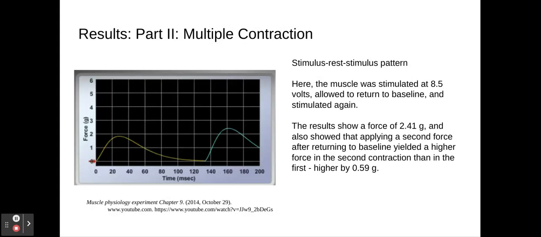The results show a force of 2.41 grams and also showed that applying a second stimulus after returning to baseline yielded a higher force in the second contraction than in the first, higher by 0.59 grams.